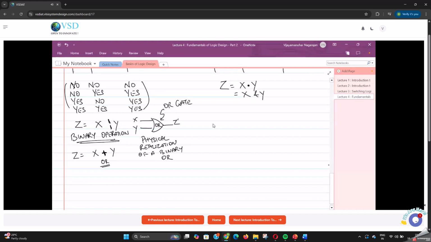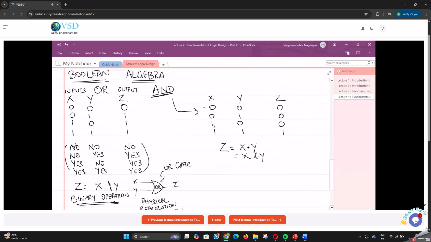In case of AND, I show it by an ampersand or I show it by a dot. In terms of a symbol, it will look like this. This is your AND. Clear? See, it's something like, think about it.